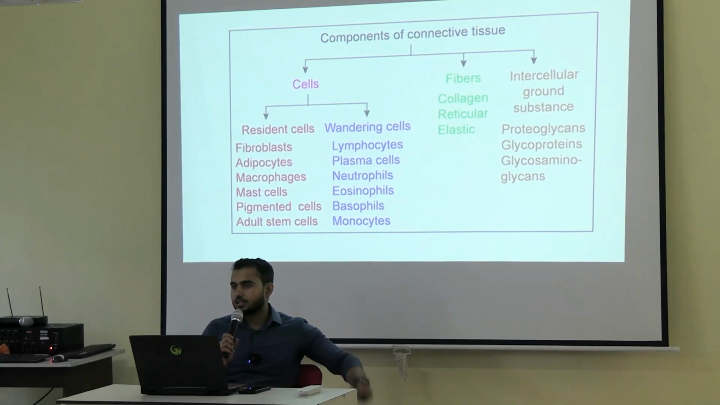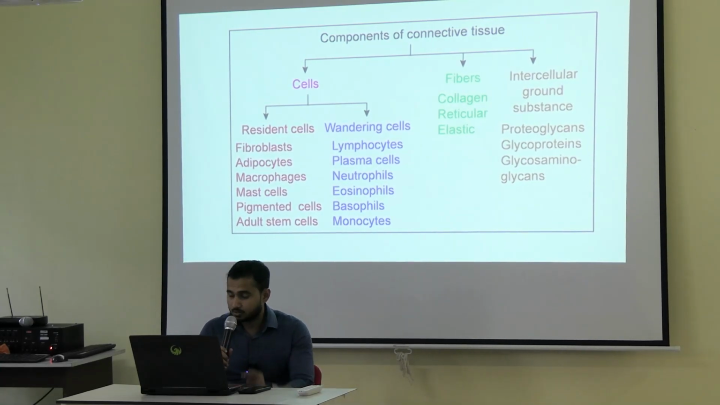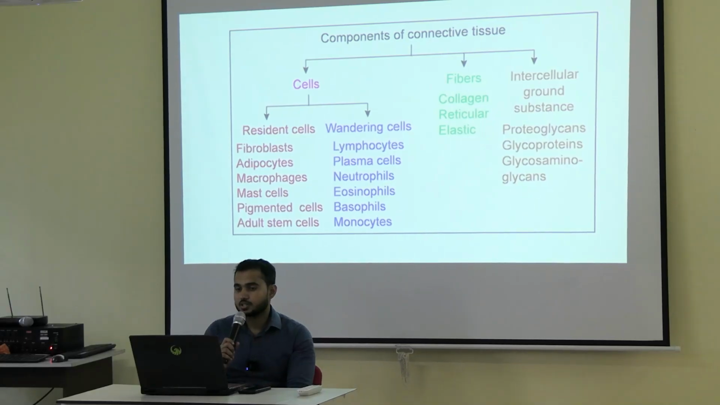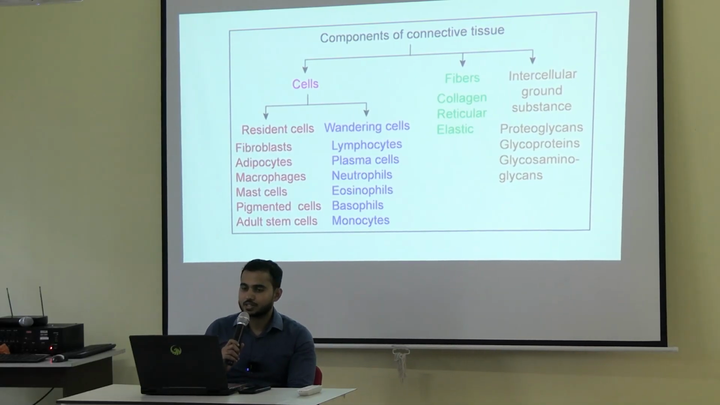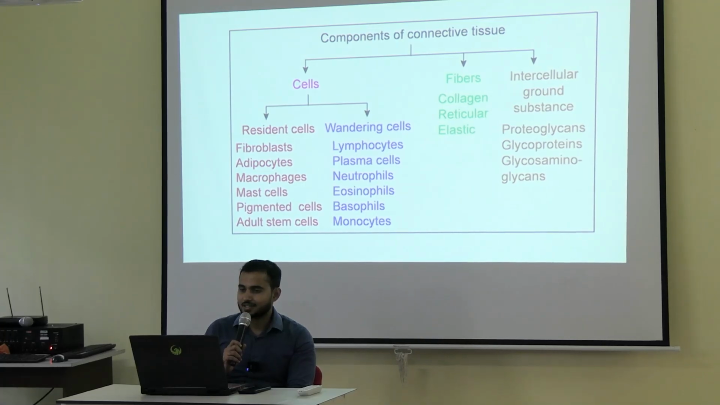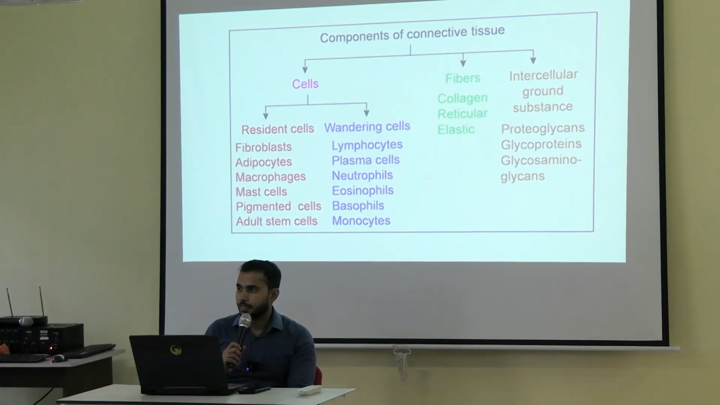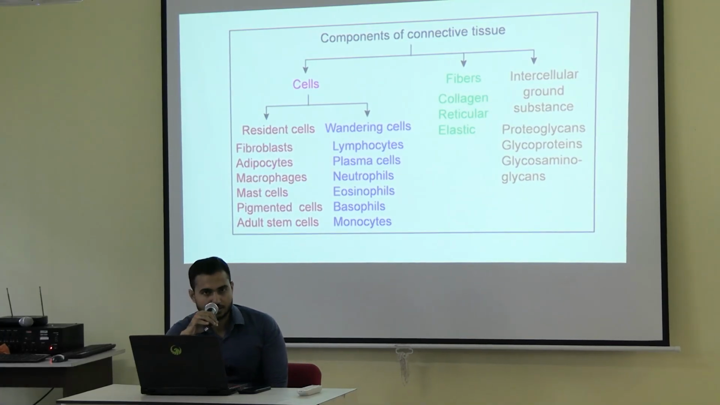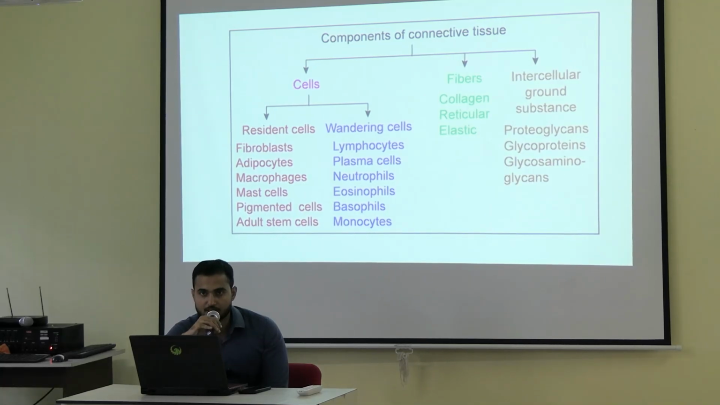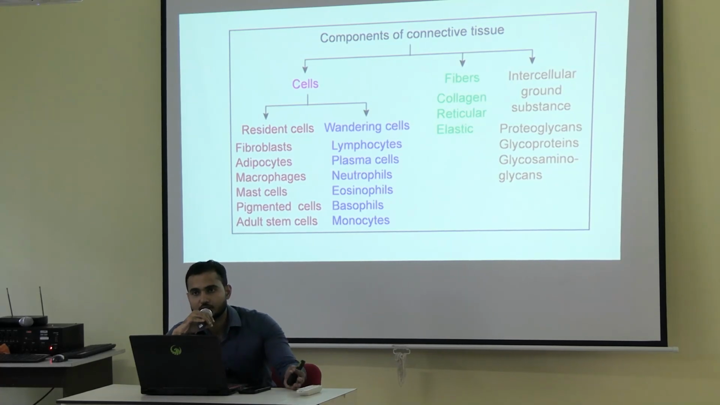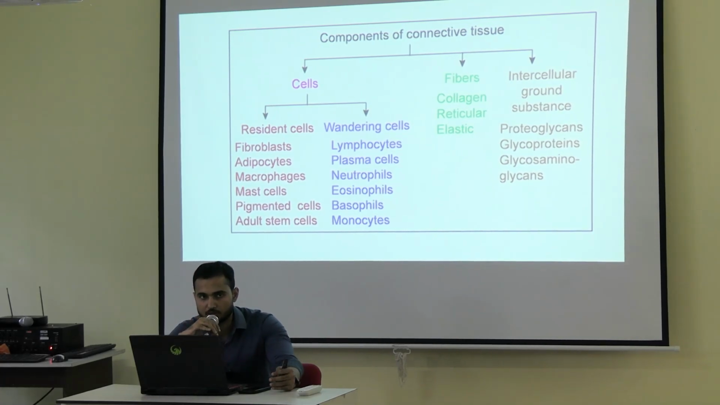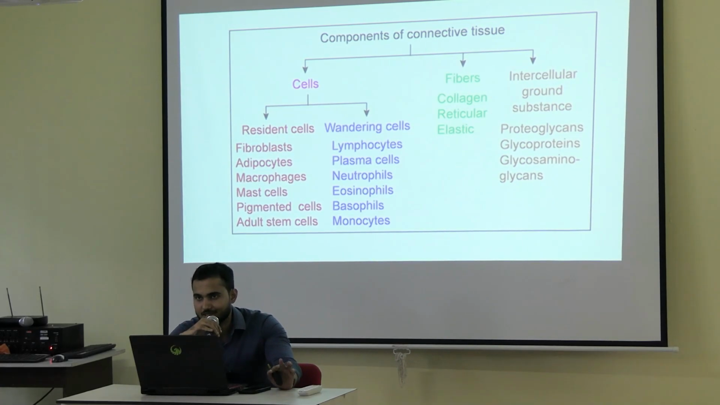So here you can see the classification of the different types of components. Cells, 2 different types of cells are there. Okay, what is the meaning of that? Resident cells and wandering cells. Resident cell means permanent cells, permanent resident. Okay, wandering cell means, yes, the refugees, okay, came from outside and then become the member. Okay, so these are the wandering cells.